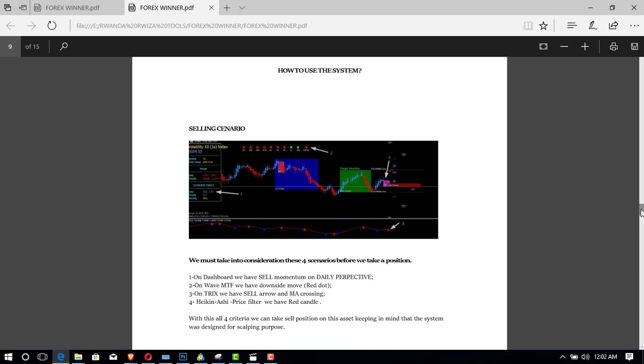Hacking and price filter we have blue candle. Yes, we have blue candle. We have to buy that market. We have to place a buy order in that market. With this for scenario we can take a buy position on this asset, keeping in mind that the system was designed for scalping purpose. Okay, let's continue.